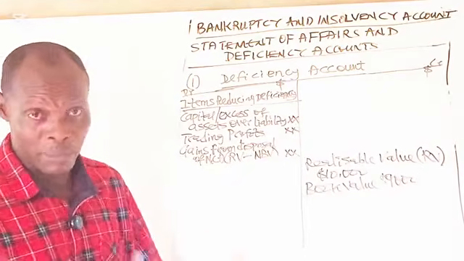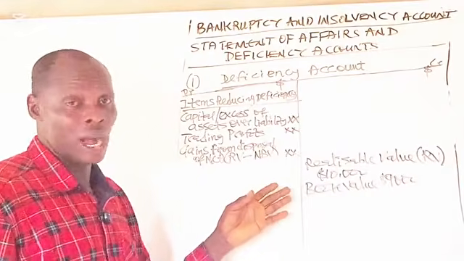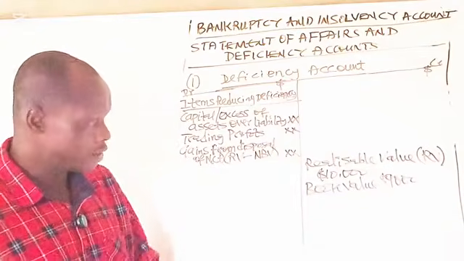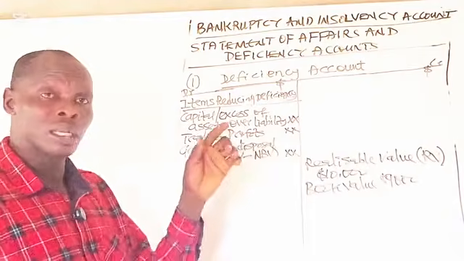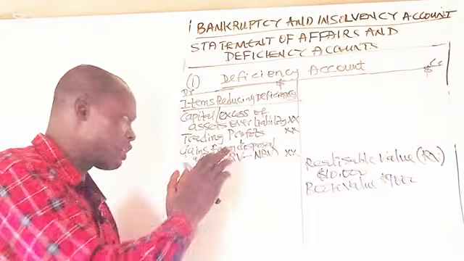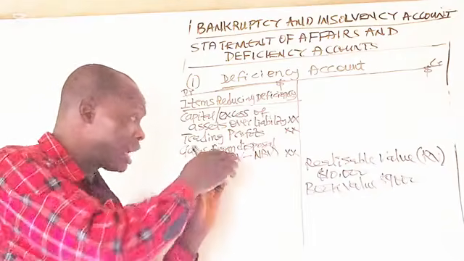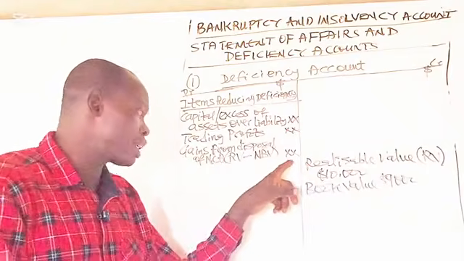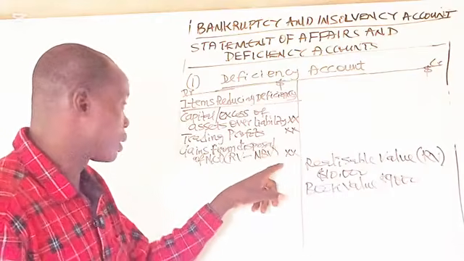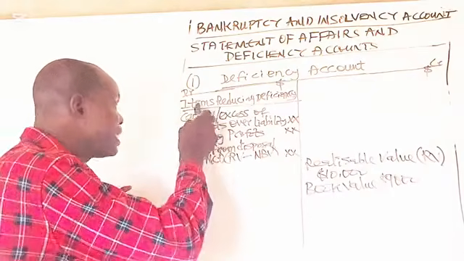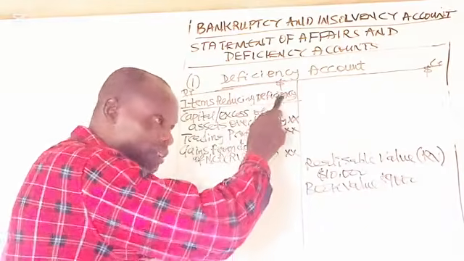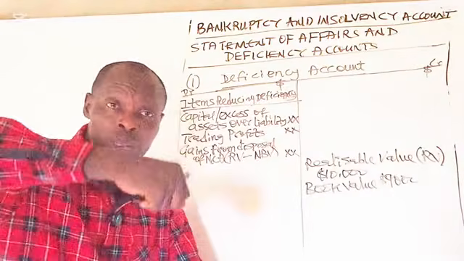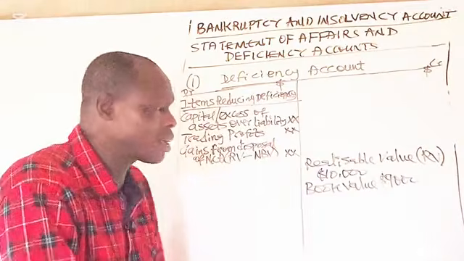So you may have PPE, such as motor vehicles, land and buildings, furniture and fittings. Always compare their book value with their realizable value. Where the realizable value is greater than the book value, then you have gains from disposal of the asset. That gain will be recognized as part of the items that will reduce the deficiency. Remember, we are looking at the items reducing deficiency, items that will reduce the debt or the losses of the bankrupt.